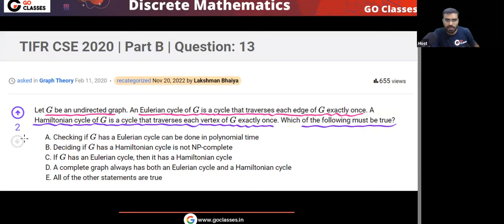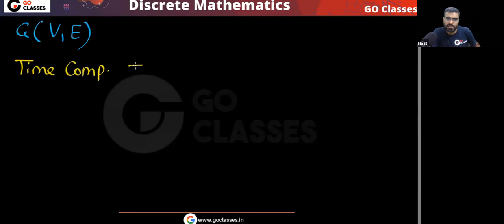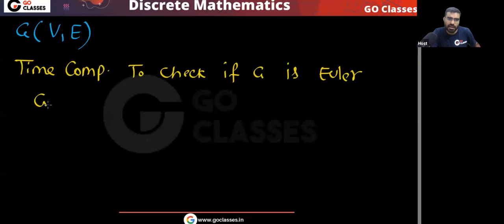Yes, this statement is true. We already know. What is the time complexity? If this graph G = (V, E) is given to you, what is the time complexity to check if G is an Euler graph or not? All you have to do, tell me what you need to do. You just need to find the degree of every vertex. For this, two things you have to do.